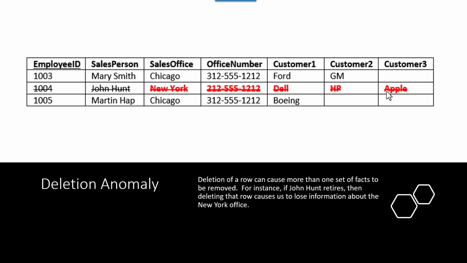Who knows? The point is that just because John Hunt's retiring doesn't mean we should be completely removing the New York office. That should be maybe another decision. So again, if the New York office was separated out into its own entity, then we wouldn't have this anomaly where the one action of removing the one person from the table is coupled with the other. Okay, so that's a deletion anomaly.